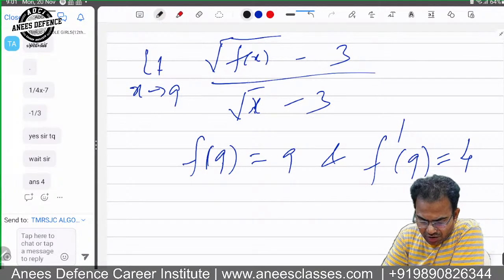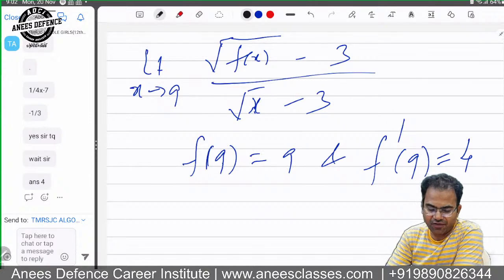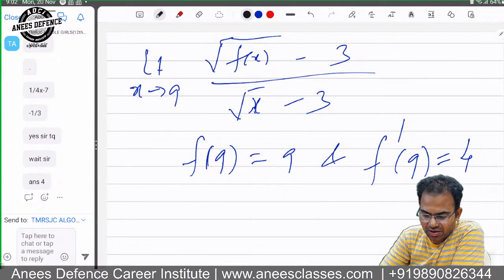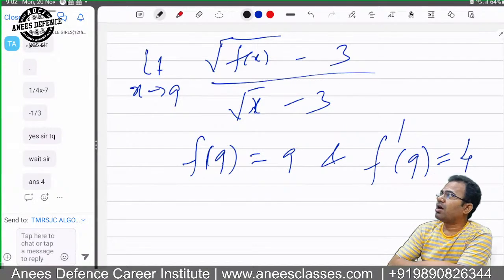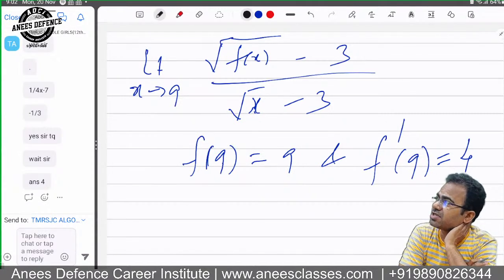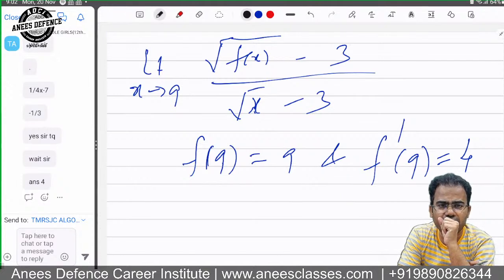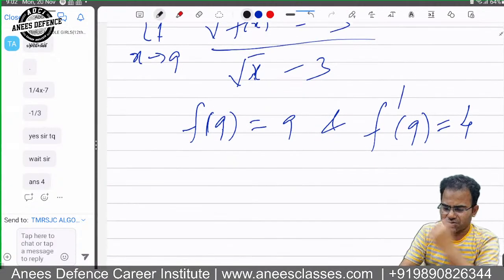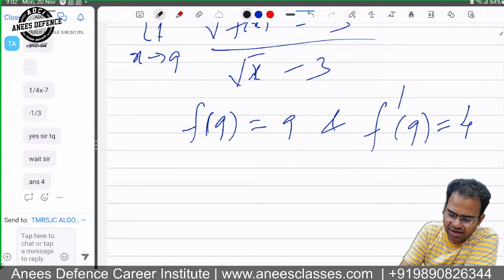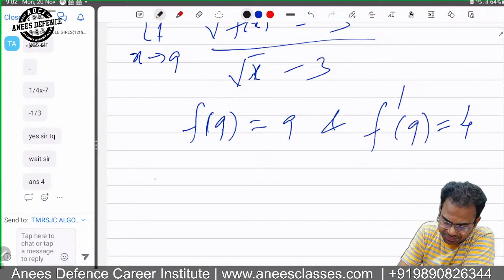Around 9, root f of x is valid. Okay. So f of 9 is 9. 9 is a positive number and the neighborhood of 9 is also positive, left or right. So root f of x is valid and root x is valid. So the limit will exist. I know it. Okay. So no need to find LHL and RHL.